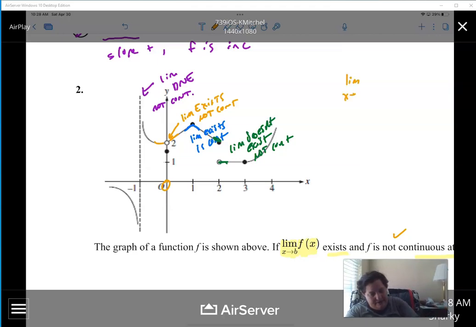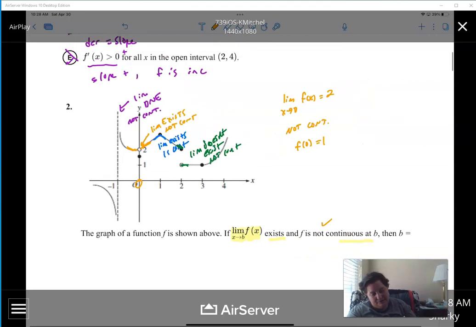The limit as x approaches 0 of this function is 2, because that's where the limit goes to, all right? The two sides go to that. But it's not continuous because the point is at 1. All right? So what does it say?